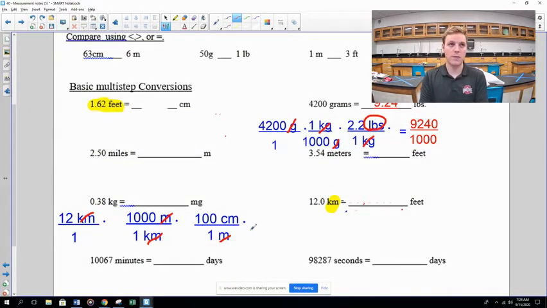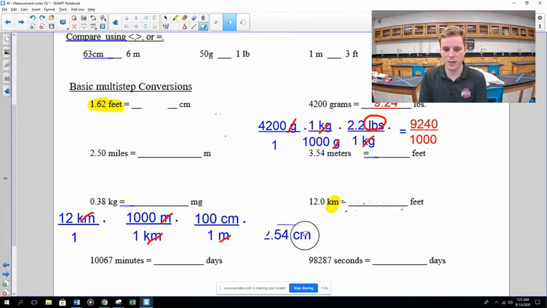Again, is it times 2.54 or divided by 2.54 here? Well, let the units tell you. We know that centimeters need to be on the bottom, and it's 2.54 centimeters is equal to 1 inch, not the other way around. So boom, those are gone, those are gone. We still don't have the units we want because we want feet, not inches.